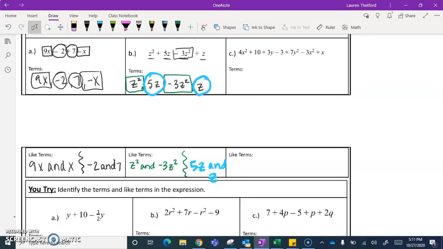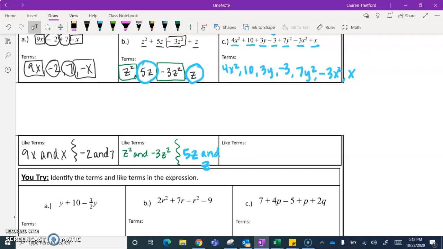So in this next example, we have everything separated by an addition or subtraction sign. And remember, we keep the sign in front of it. So if it's a subtraction sign, we're going to call that a negative 3 in this case right here. So we have 4x squared as a term. We have 10. We have 3y. We have negative 3 because we include the negative, even though it's a subtraction sign. We have 7y squared. We have negative 3x squared. And we have just an x.